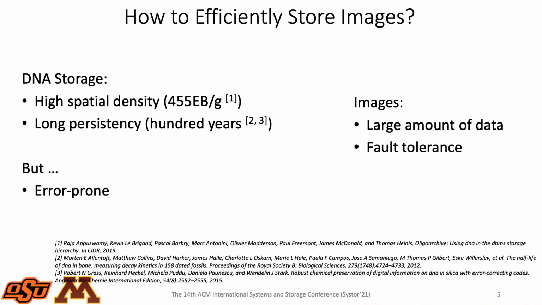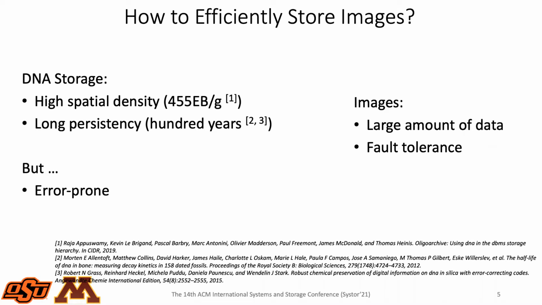There is one emerging storage device, so-called DNA storage, which has high spatial density and also long persistence. The theoretical density of DNA storage is 455 EB per gram. And in DNA storage, we can store data for 100 years. These are the advantages of DNA storage. But DNA storage also has one disadvantage, which is that it is error prone.